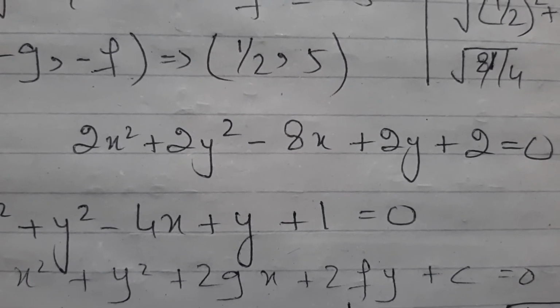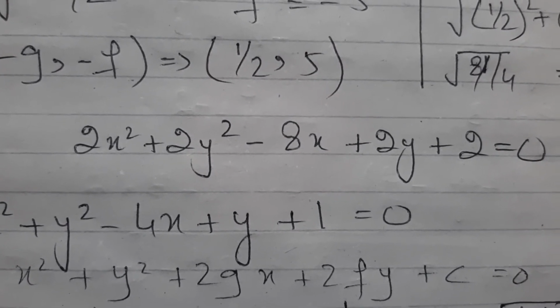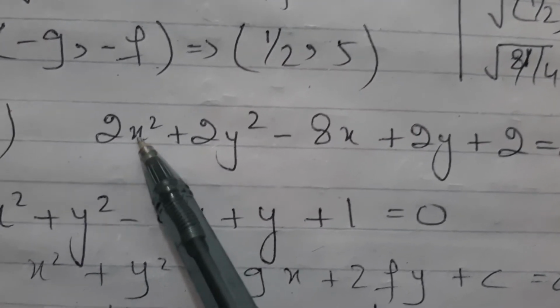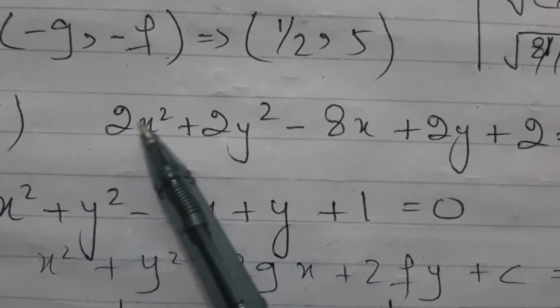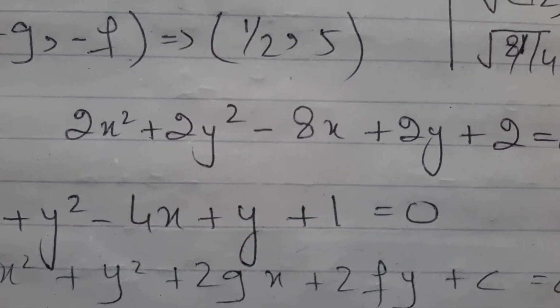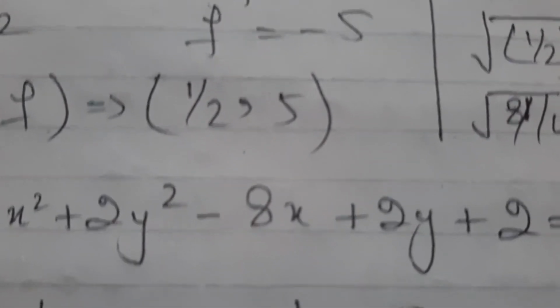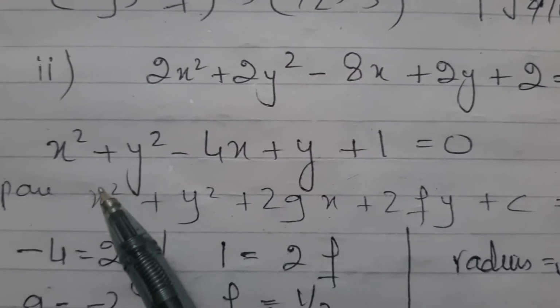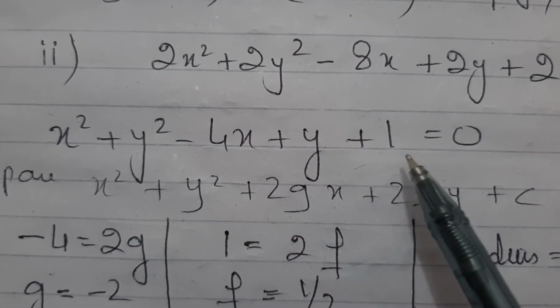Now let's see the second equation. 2x square plus 2y square minus 8x plus 2y plus 2. Now in the general form, I should have here the coefficient 1, x square plus y square. So what I will do, I will divide this whole equation by 2. Agreed? I will divide this whole equation by 2.